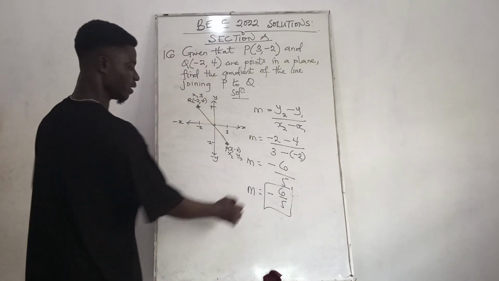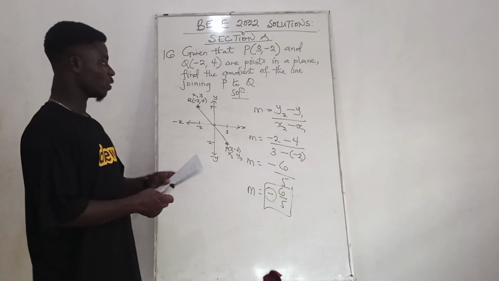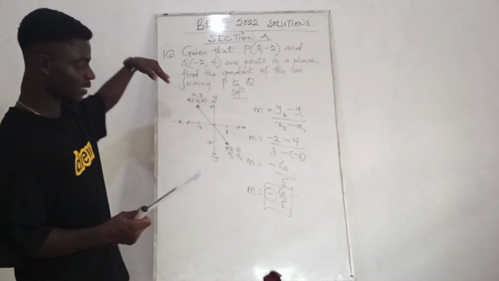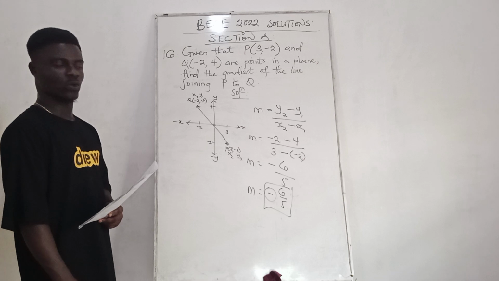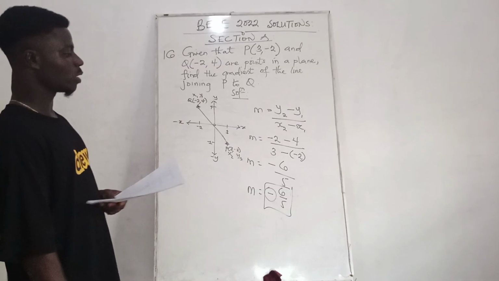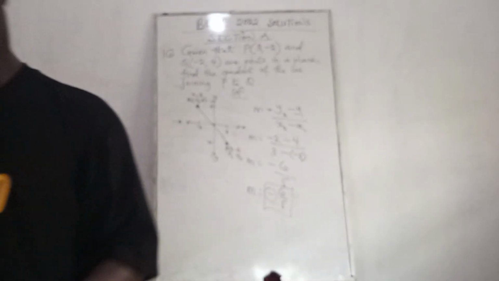So that's the gradient. You can see that we are getting a negative gradient, so it means that the line segment is a downward slope, as I said earlier on. Alright, so you can watch it carefully. Then we move on to question 17.